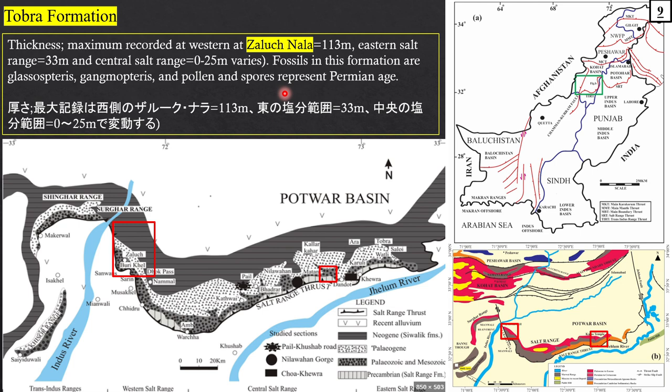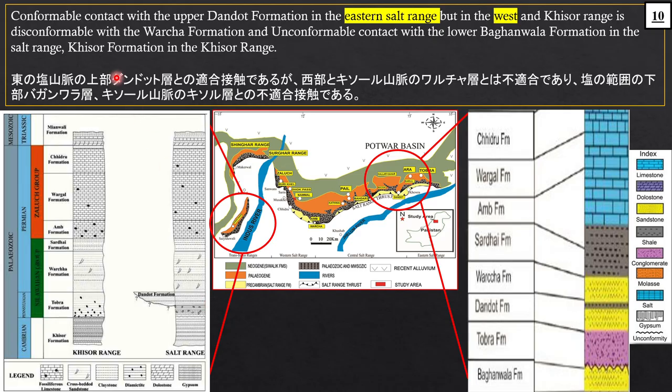The Tobra Formation is at its maximum, 113 meters, in Zaluch Nala, but in the eastern central part it is pinching out and reducing in thickness because the depositional model is towards the western Salt Range. It is conformable with the Dandot above, and below there is an unconformity because there is large mass extension of carbonation or division to carbonation extension. But at the Hisar ranges, the Tobra Formation is unconformable to the Hisar formation, not the Bahawalpur formation.